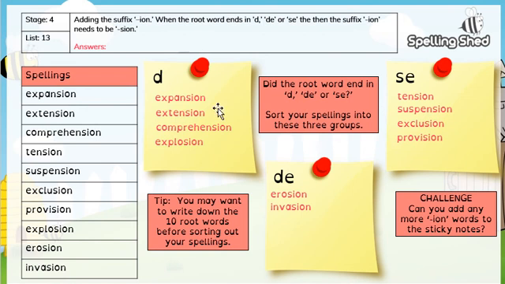So we've got here expansion, extension, comprehension and explosion. The root words all ended in a D. Here we've got erosion and invasion, that they ended in a DE. And here we've got tension, suspension, exclusion and provision, and they ended in an SE.